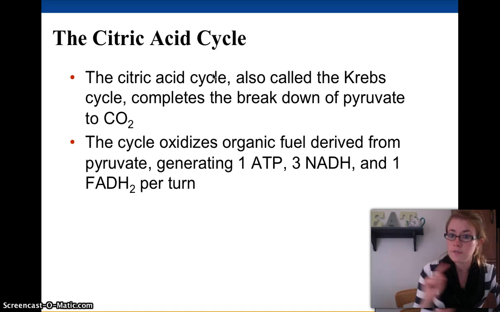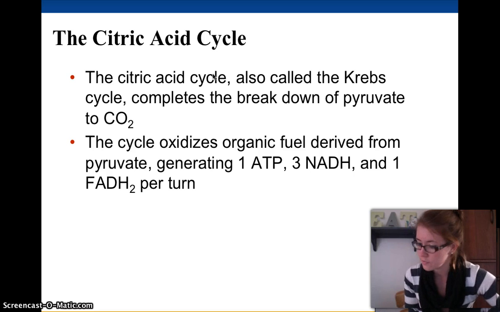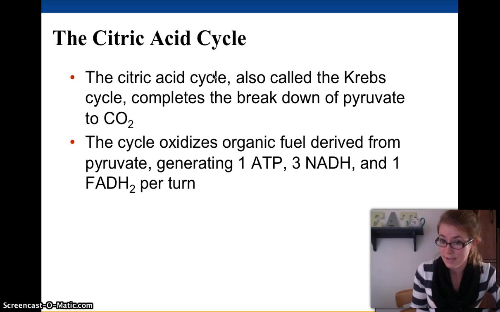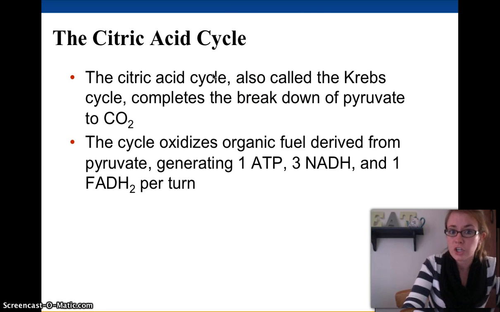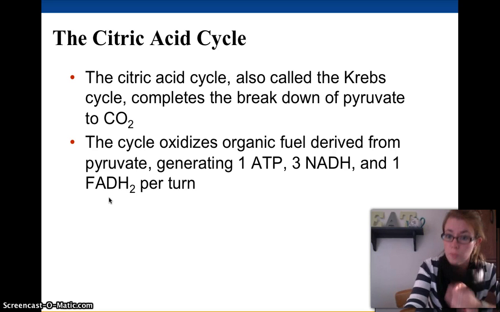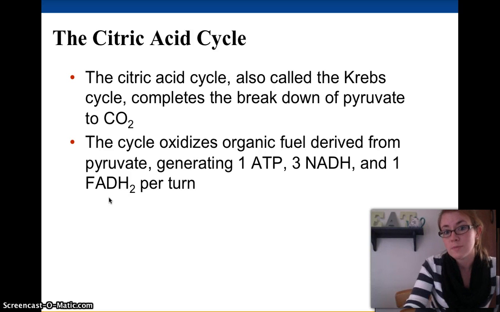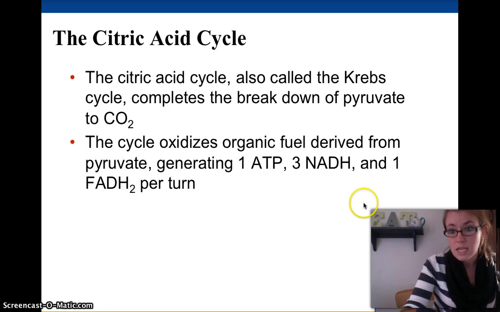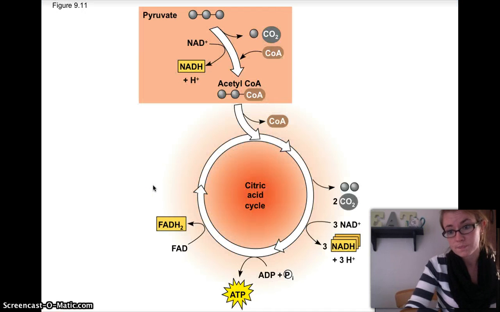So each turn of the cycle results in 1 ATP, 3 NADH, and 1 FADH2. FADH2 stands for flavin adenine dinucleotide, which is just another electron carrier, just like NADH, okay? So each turn of the cycle gives us this: 1 ATP, 3 NADH, and 1 FADH2. Except remember, for each glucose, this happens twice, because each glucose gave us 2 pyruvates, which gave us 2 acetyl-CoAs. So we have 2 acetyl-CoAs going into the citric acid cycle, which means overall we're going to get 2 ATP, 6 NADH, and 2 FADH2.